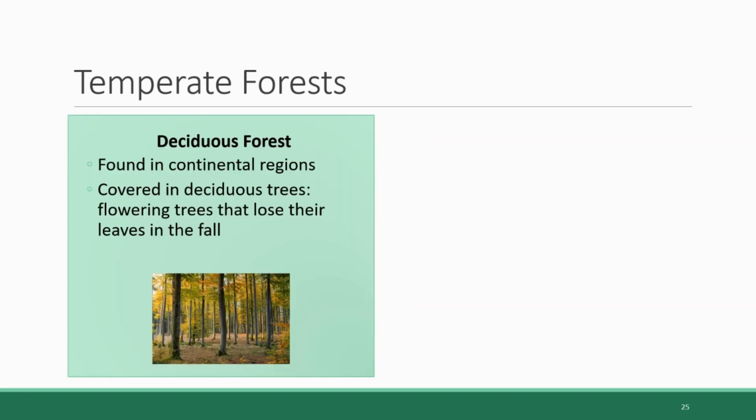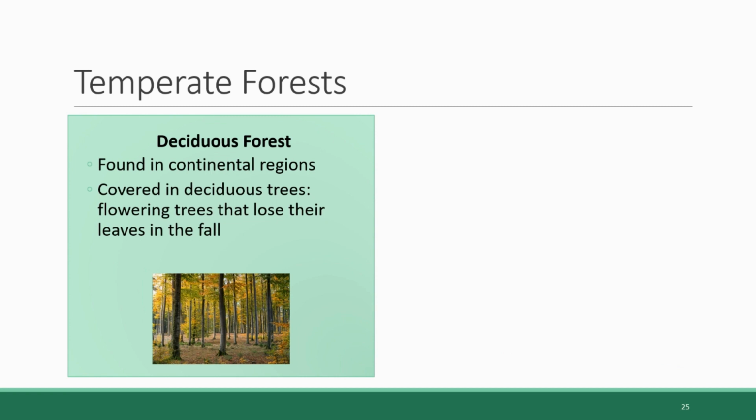Deciduous forests are found in continental regions. So these are the regions that are more distant from the ocean, and they lack the ocean as a force to moderate their temperature. So they're named for the fact that they're covered in deciduous trees, which are trees that produce flowers and lose their leaves in the fall. So they're the opposite of evergreen trees. Remember, conifers produce cones, not flowers, and don't lose their leaves in the fall. Deciduous forests are really common in much of the US and also in Europe.